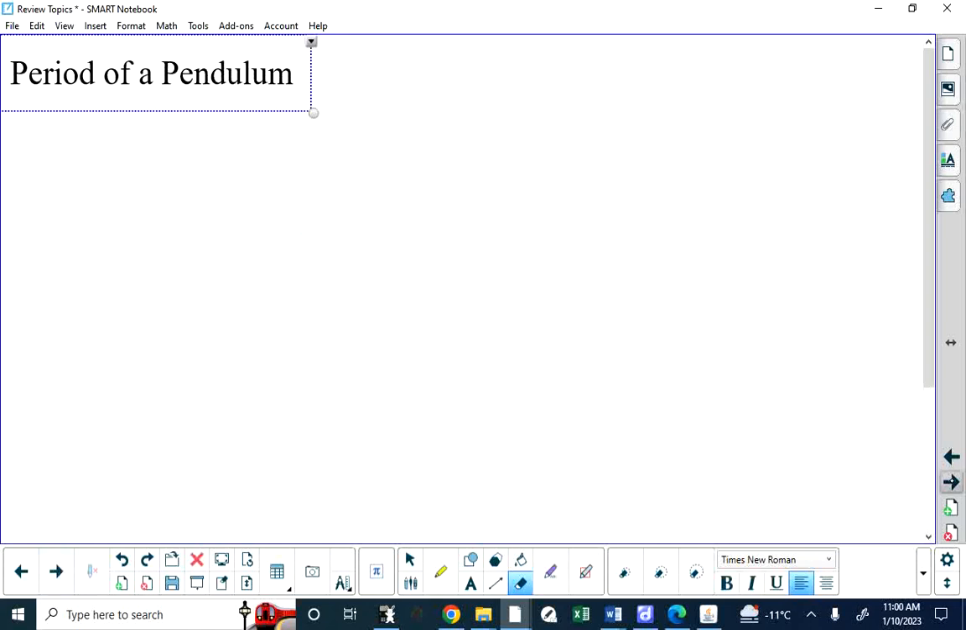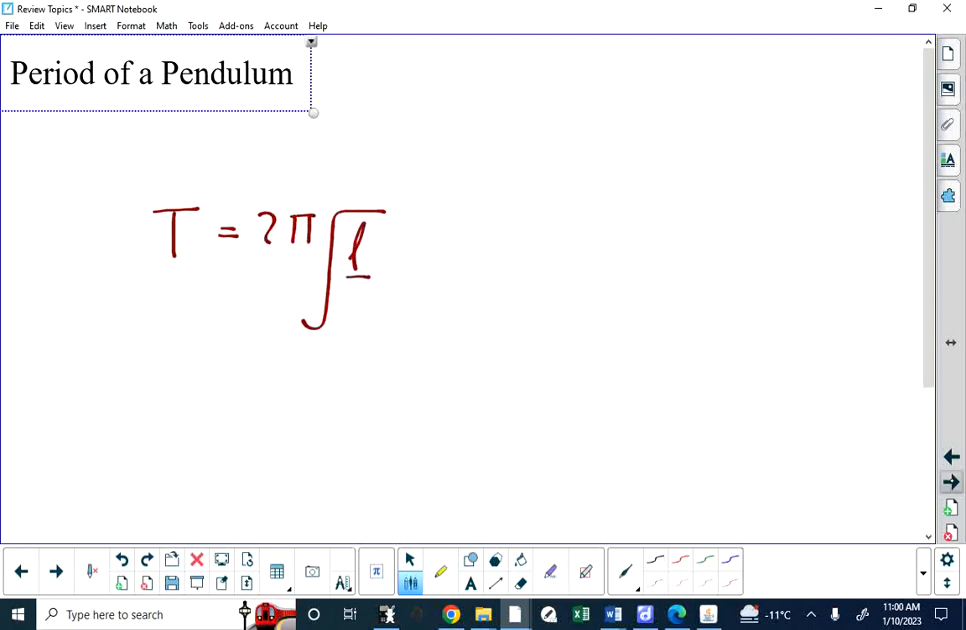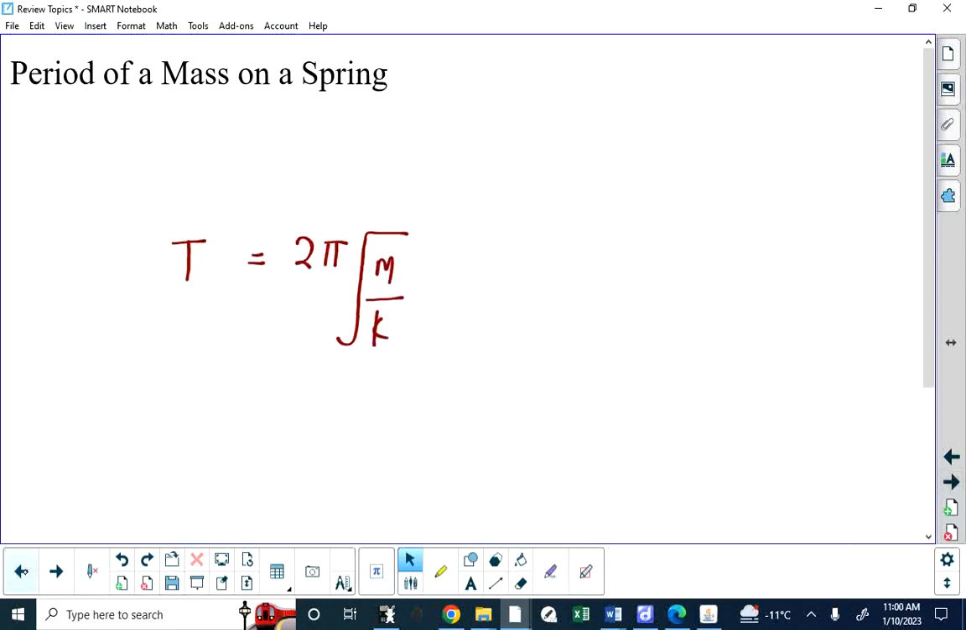Period of a pendulum, similar kind of formula. Period equals 2 pi root L over g. You have to be able to determine values of g from the period. You have to be able to determine the period from g and L. I would go so far as to say that if I give you the period and the gravitational field strength, you should be able to find the length of the pendulum. Similarly, back here, you should be able to solve for the mass in this one.